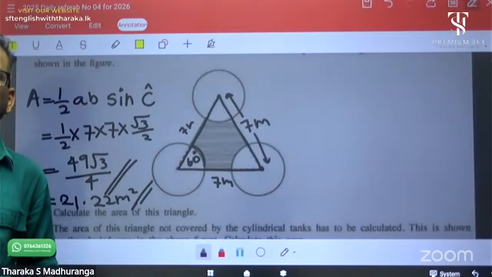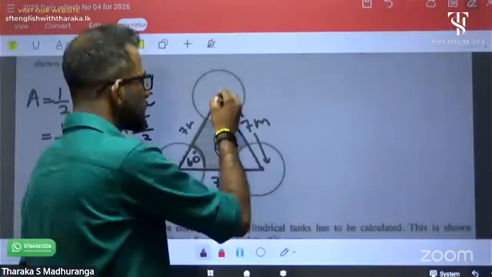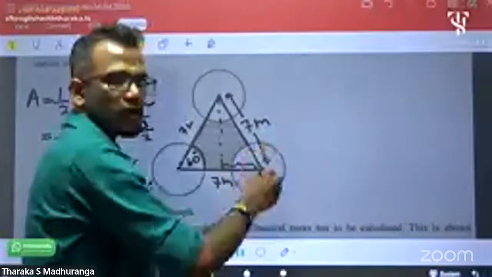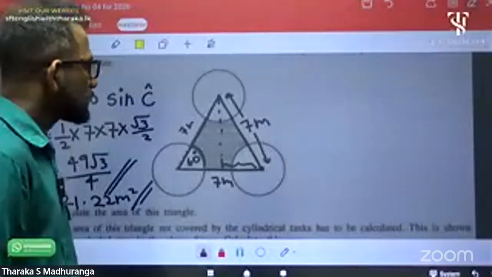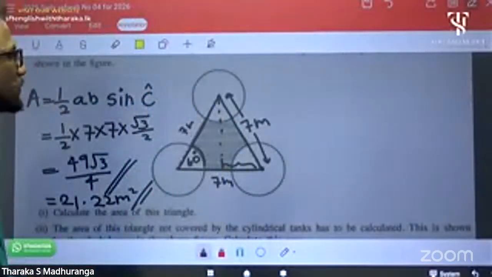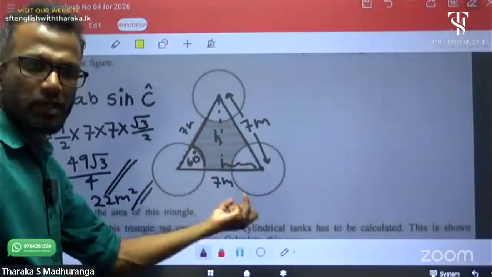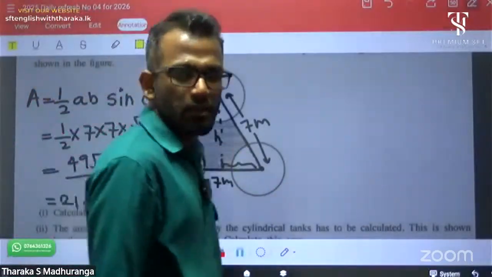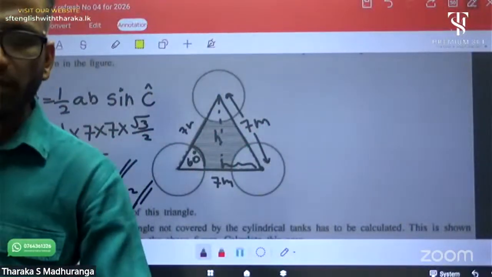Okay, if you use the half into base into height equation, you can use Pythagoras theorem and calculate the perpendicular height. It is 3.5 and the hypotenuse 7. Yes, correct. Both methods are correct. That's a very short method. Alternatively, you can find the perpendicular height of the right triangle using Pythagoras theorem, then calculate half into base into height. That's correct, right?